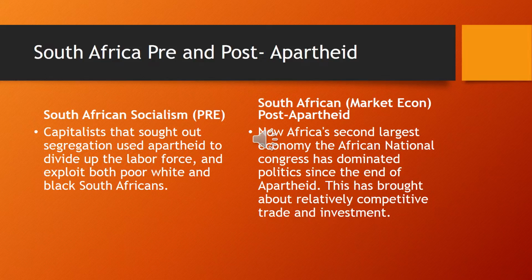So South Africa has gone through pretty much two stages in economic history. They've been under more of a socialist economy, but not so much in a traditional sense, because it was actually capitalists who were using segregation to control and divide the labor force. They were basically trying to exploit the poor white and black South Africans, the lower socioeconomic class. And since apartheid, it has changed over to a more market economy, primarily because a more open government has brought about relatively competitive investment and trade.